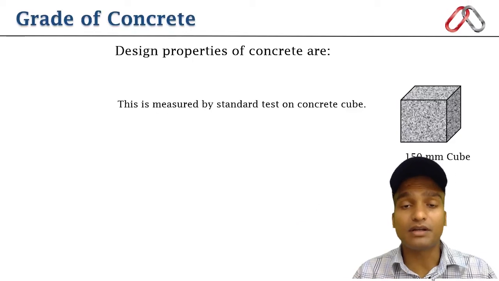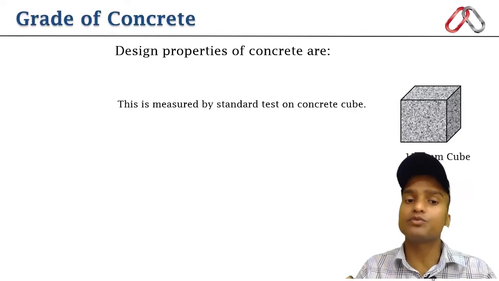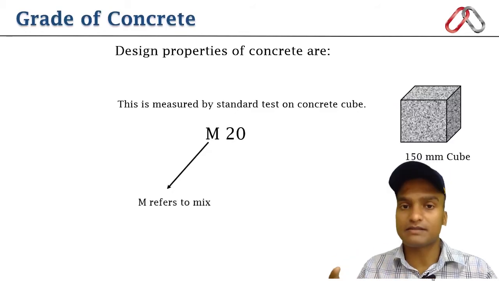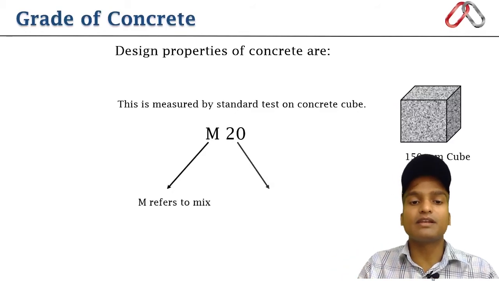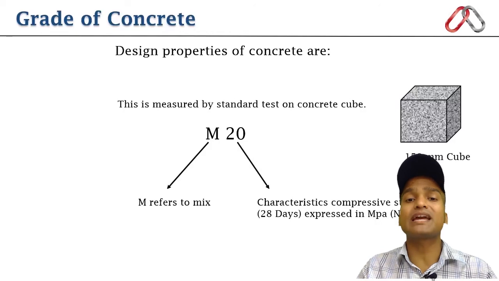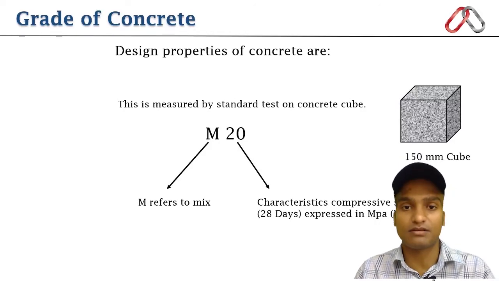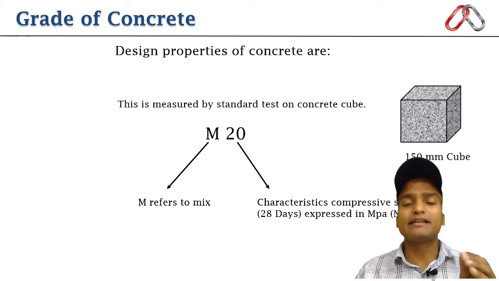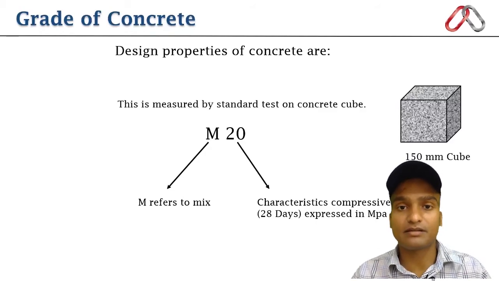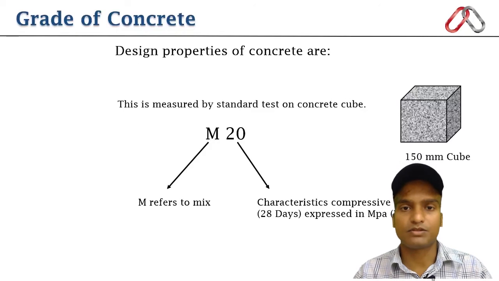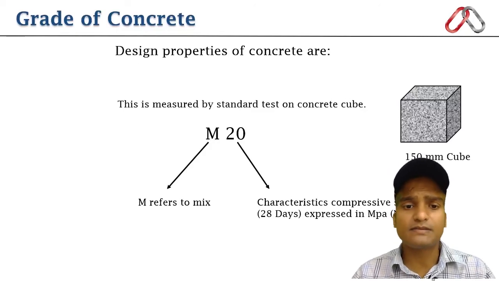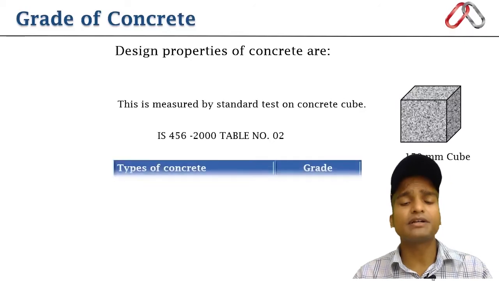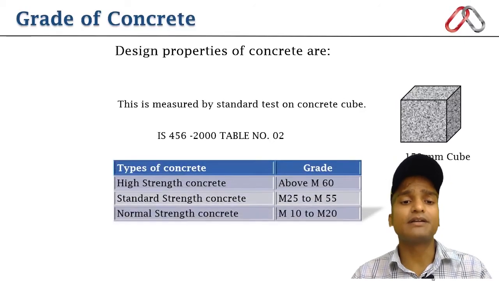The grade of concrete is represented by, let us say, M20, in which the first letter M refers to the mix, and the numerical value 20 represents the characteristic compressive strength, and this is measured after 28 days of curing, and its unit is megapascal or Newton per mm square. So in IS 456, in Table number 2, we can check there are different types of concrete which are related with the grade of concrete.